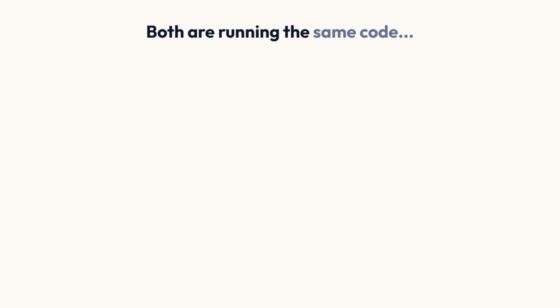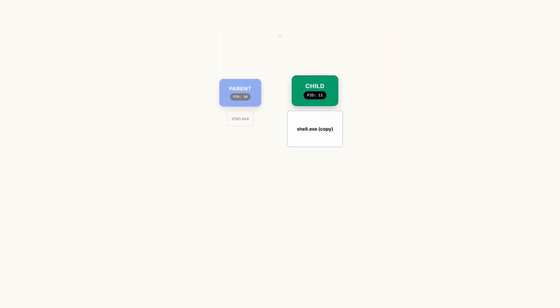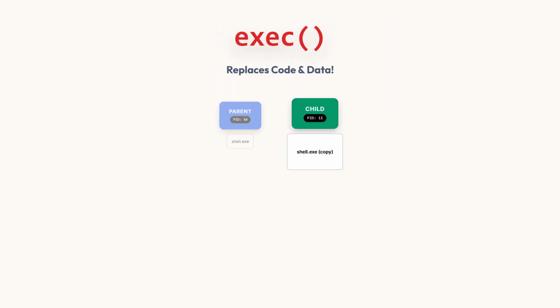Now after fork, both processes are running the same code. But what if we want the child to run a completely different program? That's where exec comes in. Exec replaces the current process with a new program, so the child process can load and run a different executable. After exec, the old code is gone, and the new program starts running. This is how most real systems work.